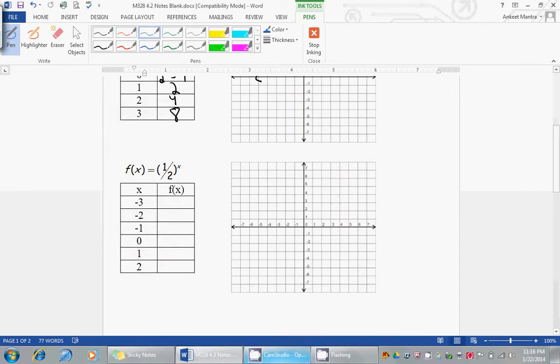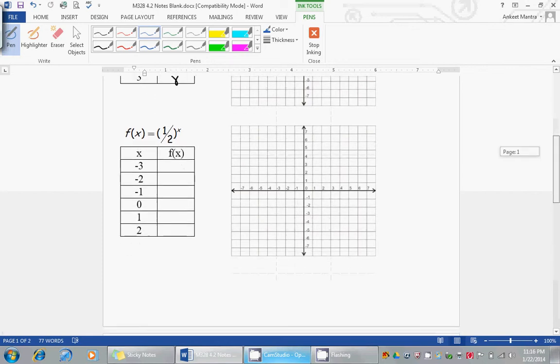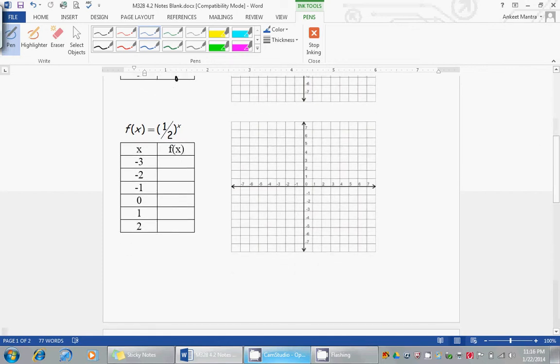Okay, so for 1/2 to the x here, this time I'm going to work a little bit different. I'm still going to start with 0, right? 1/2 to the 0 power is still going to be 1. I'm actually going to plot this as I fill in the table. Might go a little bit quicker here.